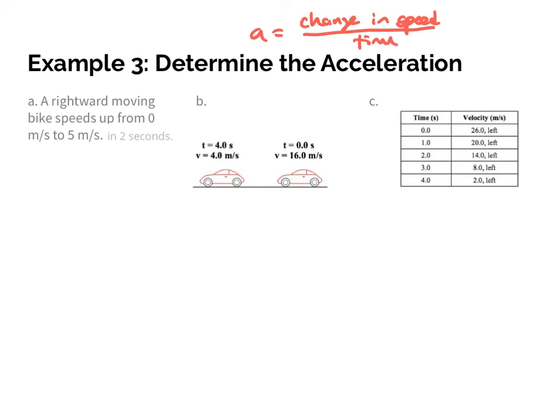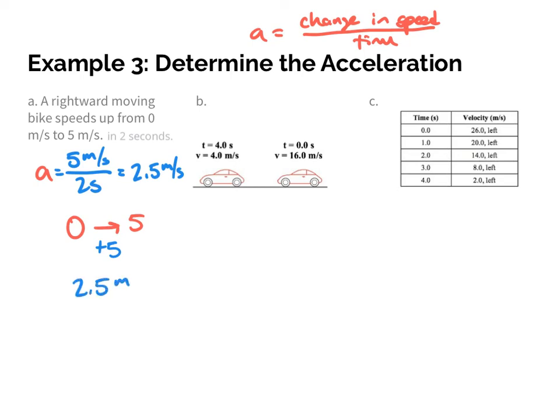So in this first one, it has an object that speeds up from 0 to 5 meters per second. So if it goes from 0 to 5, that means it gains 5 meters per second. So we have 5 meters per second, and it takes 2 seconds to do that, which if I divide those out, that means my acceleration would be 2.5 meters per second. Now if I wanted to add a direction to this, because this is speeding up and it's a rightward moving object, I know that this is going to be a positive acceleration, and that positive again means that it's a rightward acceleration.